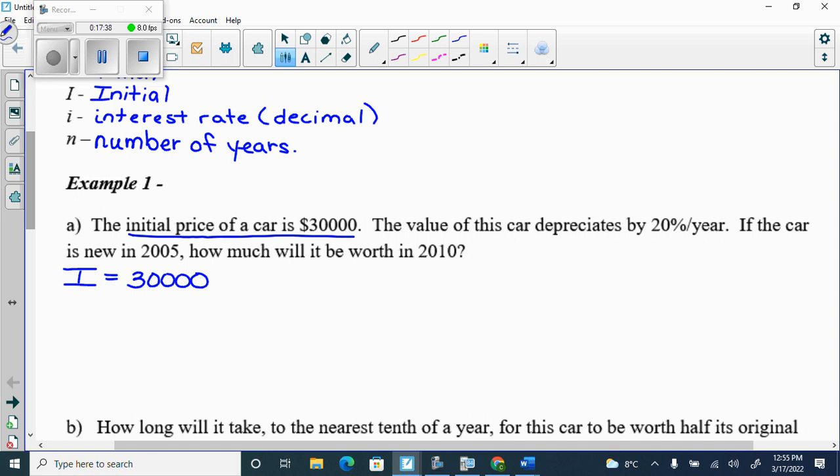The value of the car depreciates. What does depreciation tell us? Which formula are we going to use? We're going to use the subtraction one. So we know that this depreciation tells me we're using final equals initial, bracket 1 minus i, to the n.